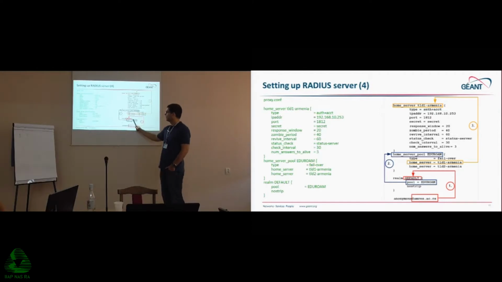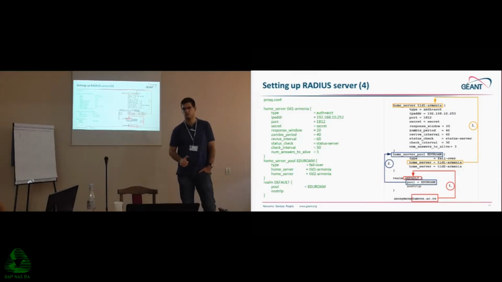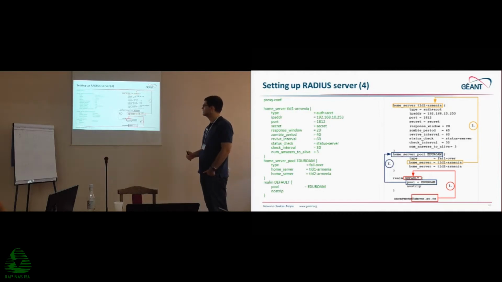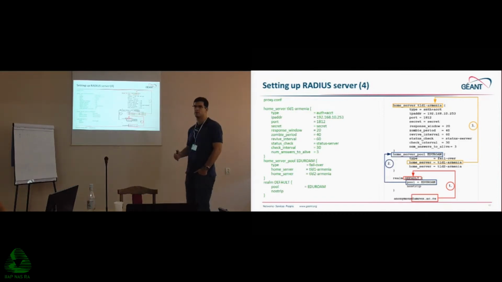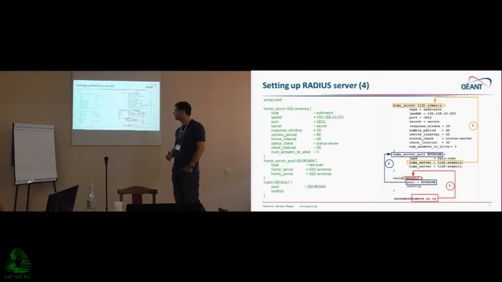So when we have a pool eduroam defined, then the request goes here and sees that there are two home server pools that correspond to the name eduroam. That's top level domain 1 Armenia and top level domain 2 Armenia. And also there is this directive type failover. I think Miro mentioned that already yesterday, but one characteristic of the RADIUS protocol is that it enables failover up to 256 clients.